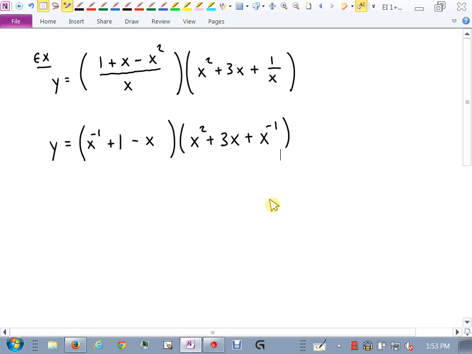We okay with this? Could we multiply this out and use power rule? Yes, you could. But as we'll see in a little while, you won't want to do that. You know, it's too much work. Okay, there's my u and my v. Here we go.